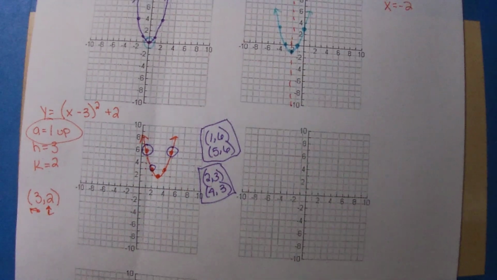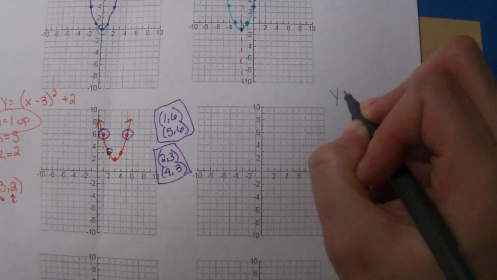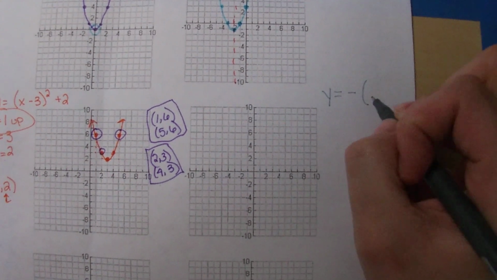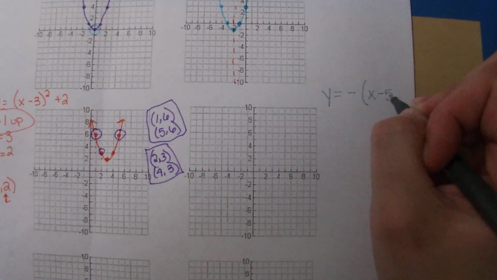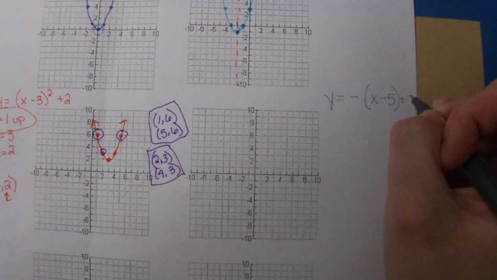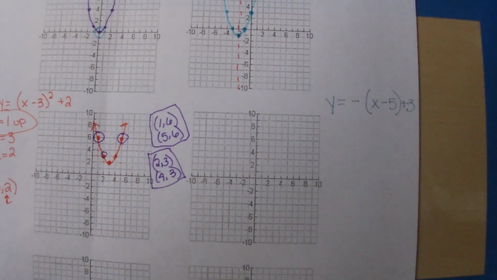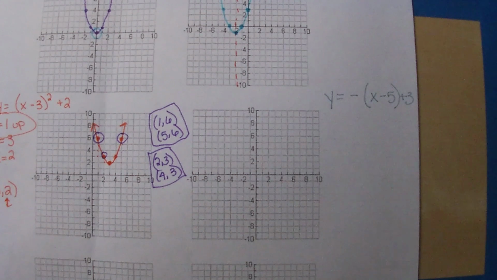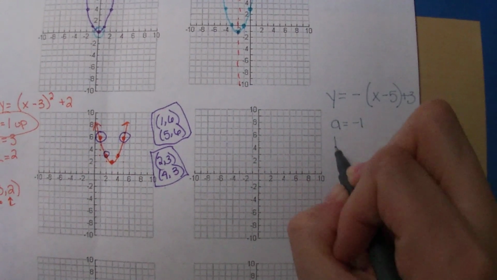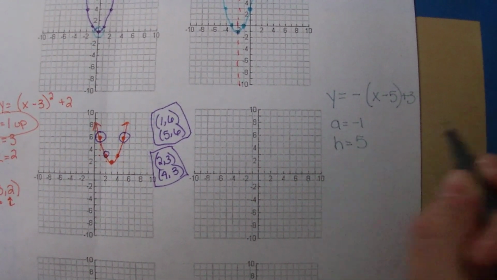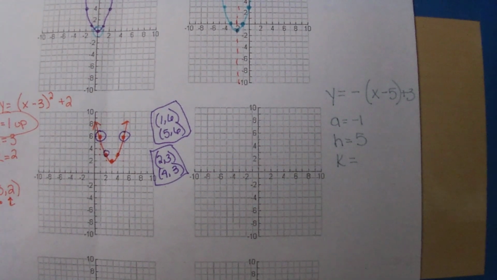Okay. Let's do y equals negative (x minus 5) squared plus 3. Okay, so if we pick this, we're going to find our a, h, and k first. So our a is negative 1. Our h is positive 5. And our k is positive 3.